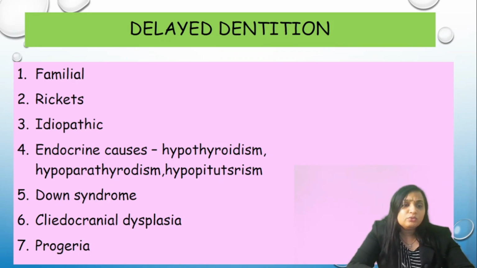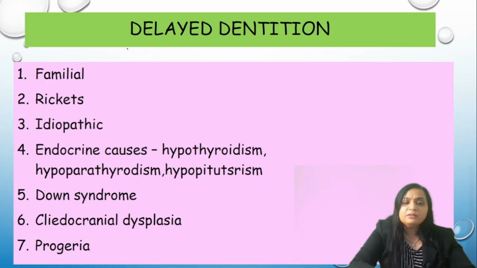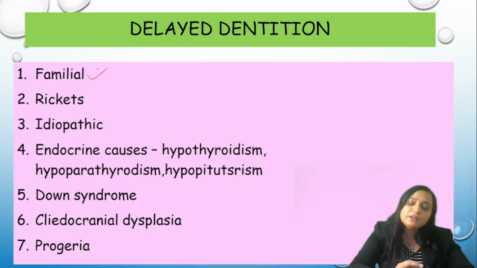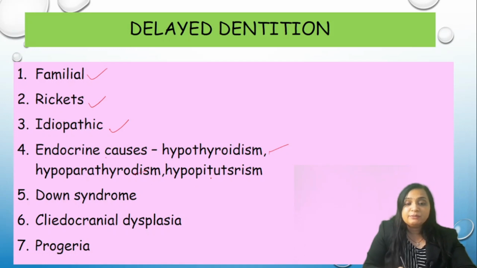So, what are the causes of delayed dentition? The first and foremost, it runs in families. A few families have a tradition or a tendency to have delayed dentition. It could be because of rickets, it could be idiopathic, where we could not find any cause. It could be endocrine causes. Hypothyroidism is very important for you to remember. Hypoparathyroidism as well as hypopituitarism, it could be part of Down syndrome, cleidocranial dysplasia, or progeria.